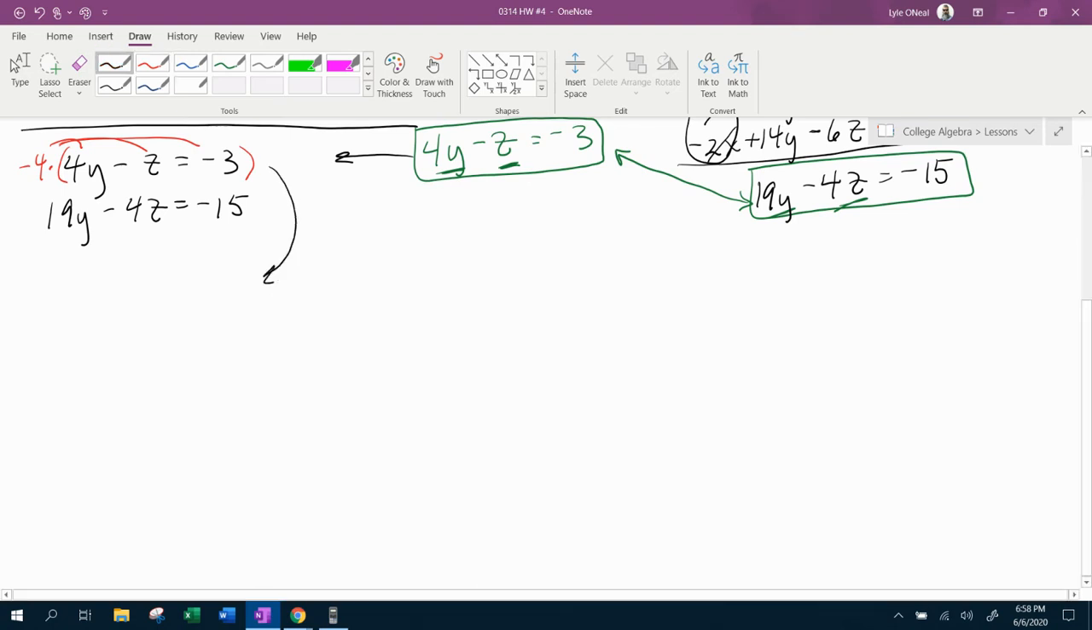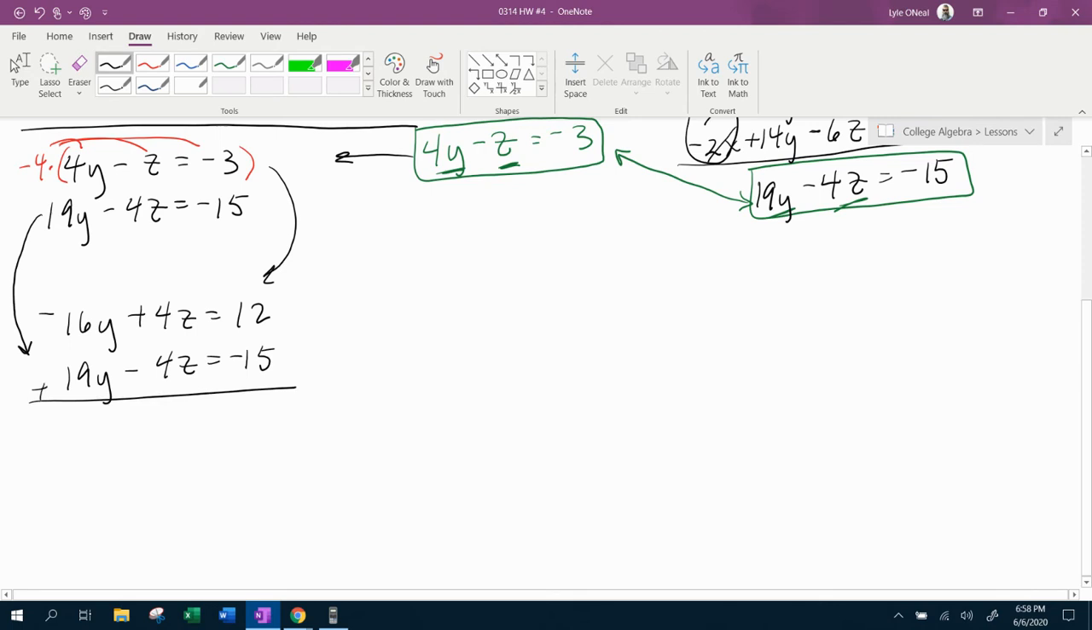All right, so here we go. So this equation is going to become -16y, I'm distributing here, plus 4z, and -4 times -3 is 12. And then this equation here, we're just going to copy and paste. 19y minus 4z equals -15. And now these are ready to add.